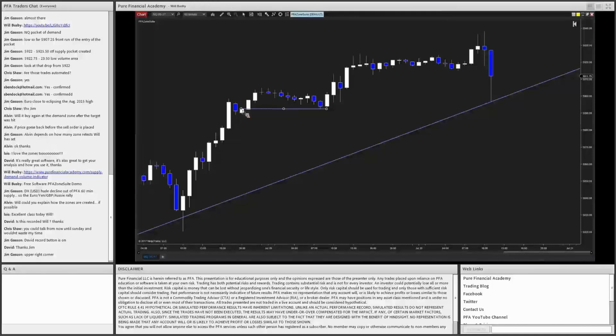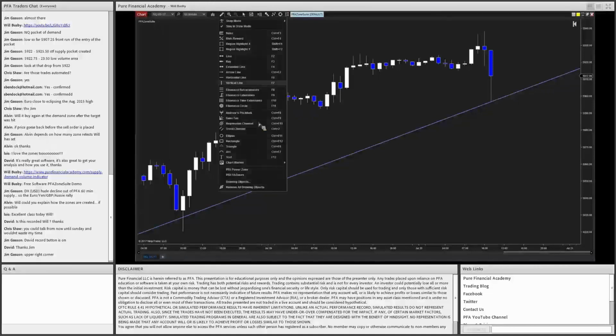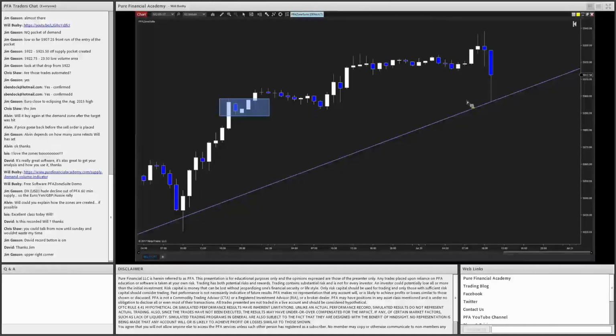What you're going to find is 9 times out of 10, when it does, it is not going to be the origin of a move. Okay? It's going to be a continuation in the midst of a move. Okay? So I want to use that information to my benefit.